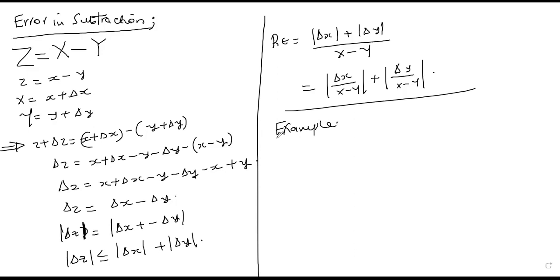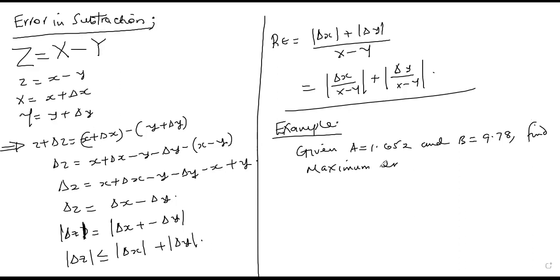Let me first put in some example maybe here, and we see. In case they say, given A as 1.652 and maybe B as 9.78, and they say find the maximum error in Roman 1, A plus B, and Roman 2, A minus B.